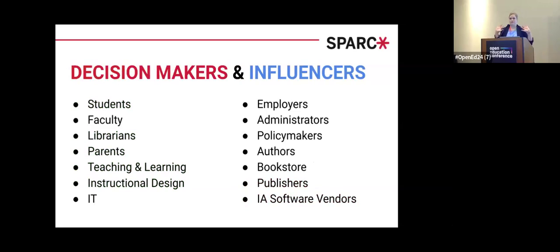Within this, we also have two categories of decision makers and influencers. So decision makers are going to be people who have the power to make decisions that will help you move your cause forward. Influencers are going to be people who have pull or sway with the decision makers. So let's do a really quick popcorn round of decision makers.